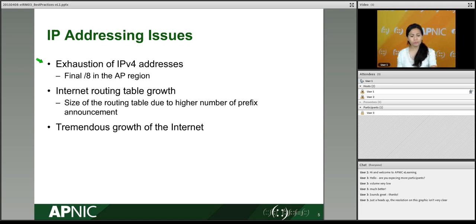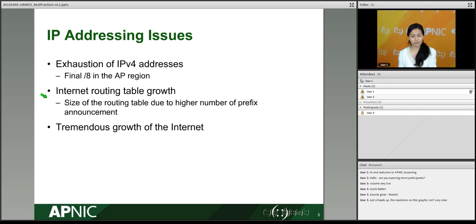Now, this problem is not exactly a very new one. They knew about that issue earlier on in the 1990s. But it's only now that we are really becoming more aware of this because of the restrictions in the distribution in the final slash 8. The next issue is the continuous growth in the size of the routing table. And through this, we have already looked at aggregation as a possible solution to this, right?